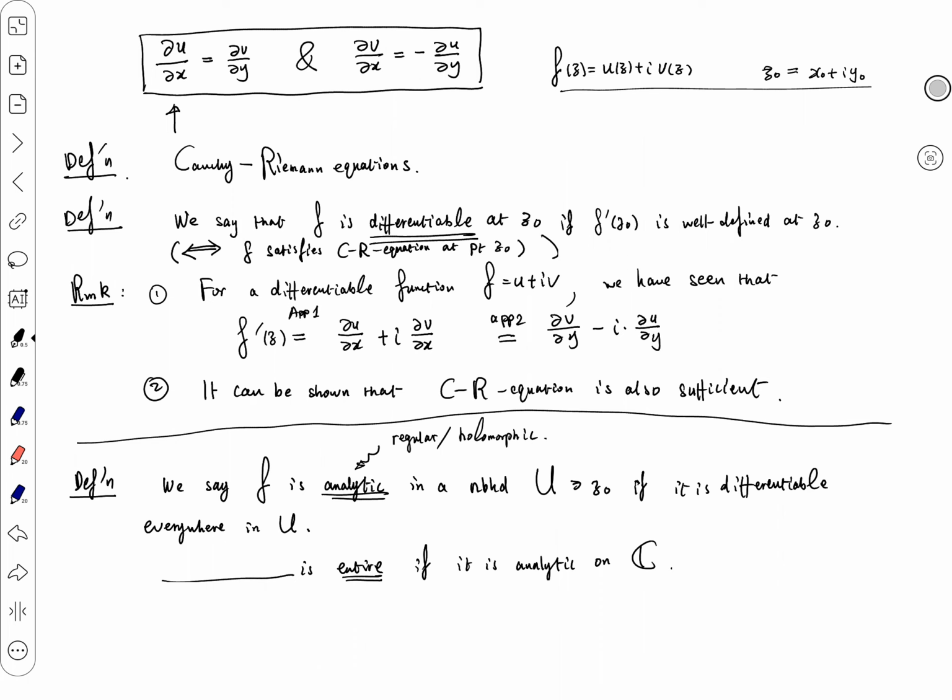So we are discussing the exercise part. Example: f equals z is entire, and f equals the conjugate of z is not differentiable. Not differentiable anywhere. Not even that it's not differentiable at some point, it's not differentiable anywhere.